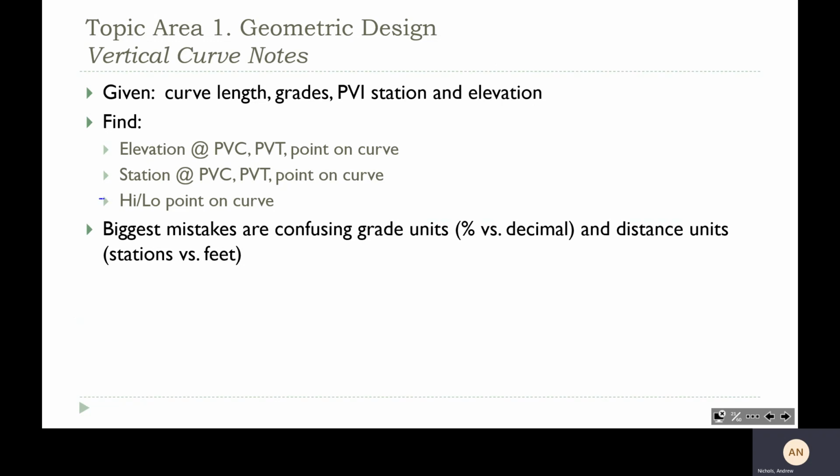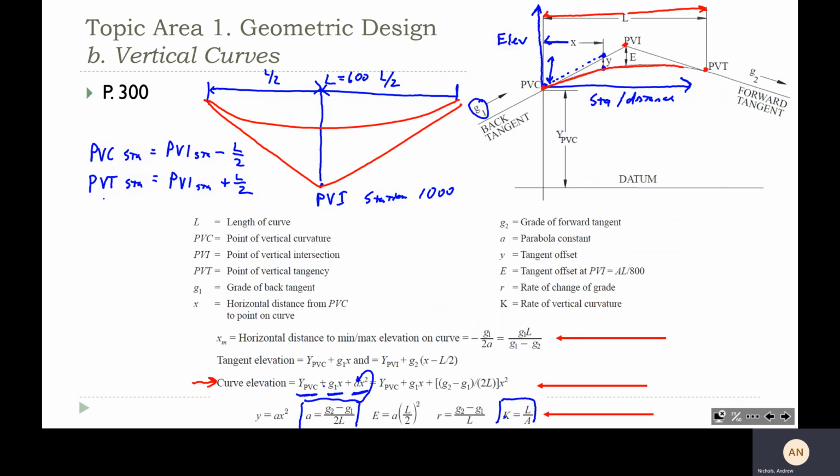Another equation that was back on that slide that is sometimes used is, let's see, this right here. So horizontal distance to min and max elevation on the curve. So if it's a crest curve, that's going to give you that horizontal distance to the high point on the curve. And if it's a sag curve, it'll give you to the lowest point on the curve. And then once you find that X distance, you can plug that into these values of X down here to solve for the corresponding elevation.